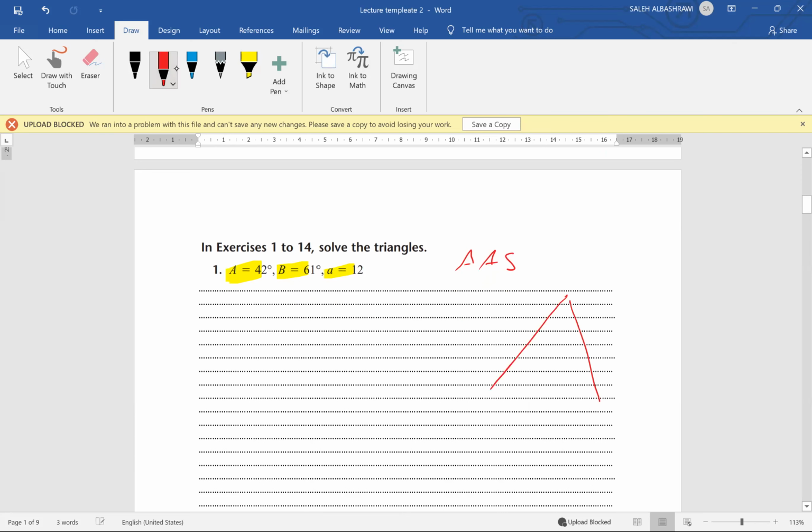So suppose that we have this is A, this is B, and this is capital C. And we have A is 42, capital B is 61, and small a, the side opposite to capital A, equals 12. So what is missing will be small b, and small c, the side opposite to capital C, and also we need to find capital C.